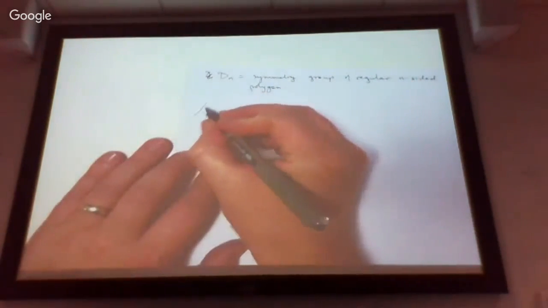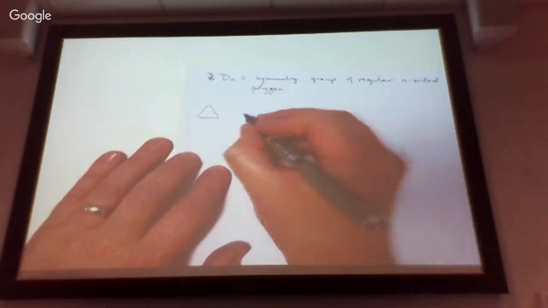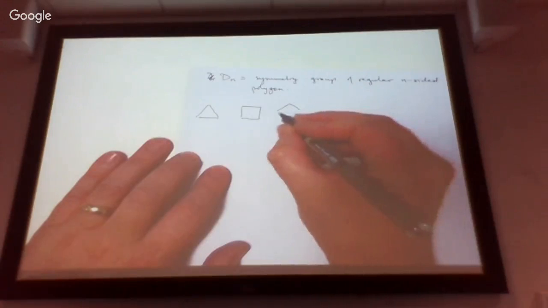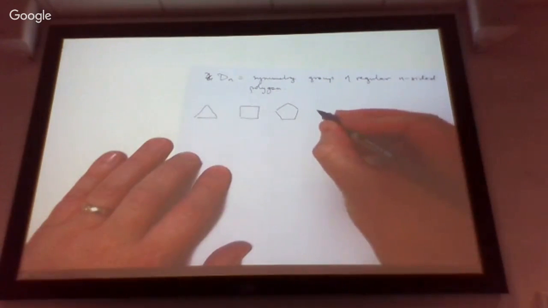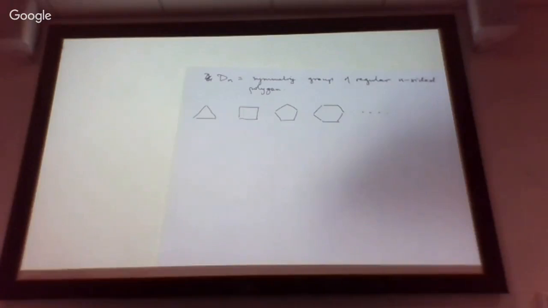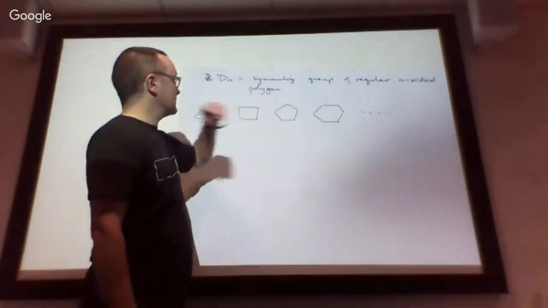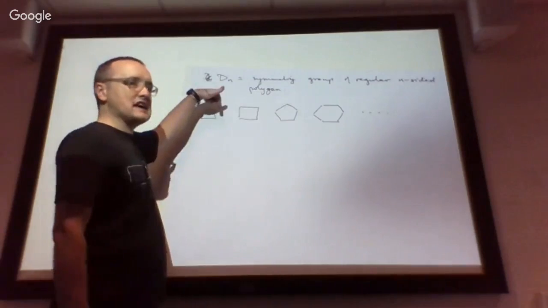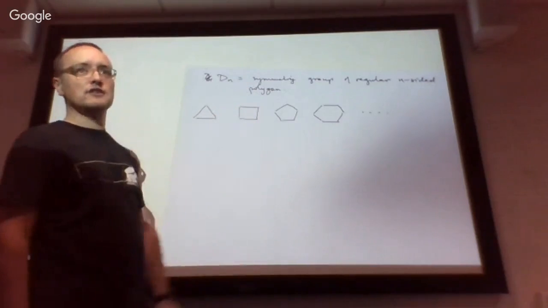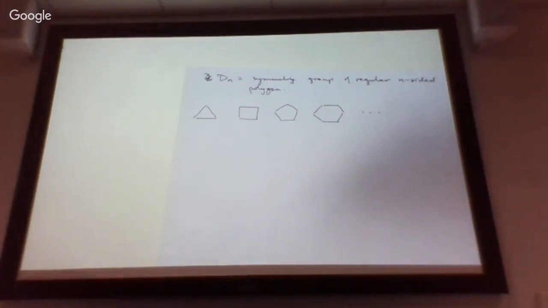The regular polygons are, of course, the equilateral triangle, the square, the regular pentagon, the hexagon. So you get the idea. These are all the regular n-sided polygons. Regular means all side lengths are the same, all the interior angles are the same. So they're the completely symmetric version of that n-sided thing. And these have interesting symmetries. They all have rotational symmetries. Okay?